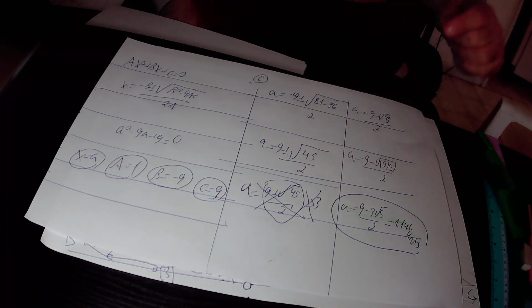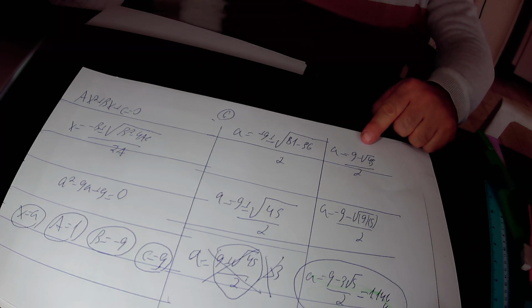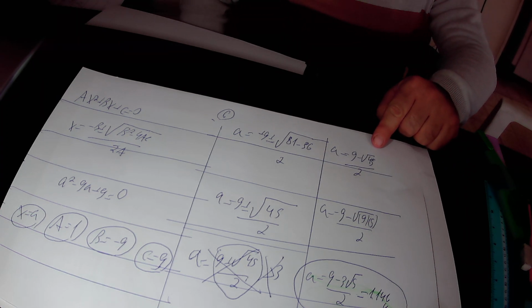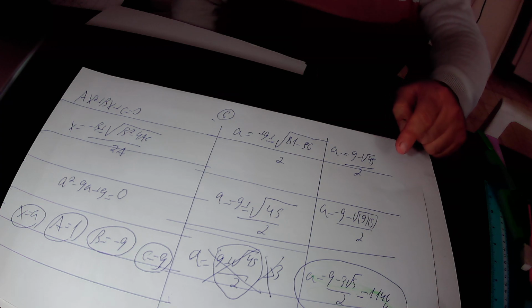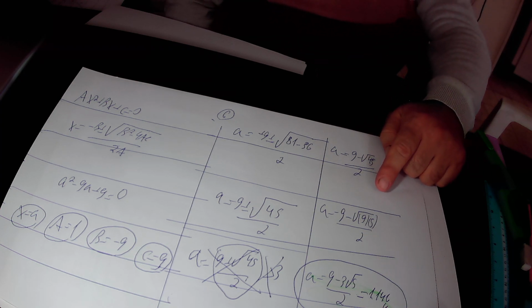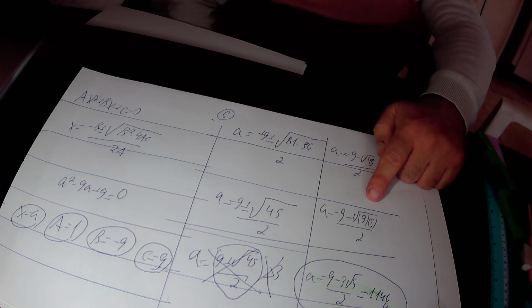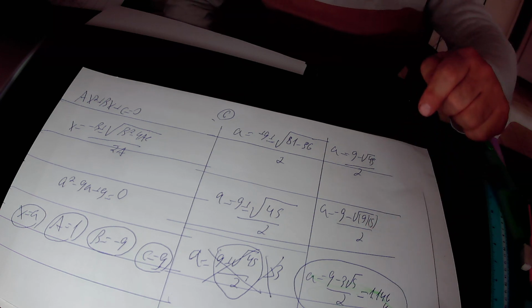We cancel this solution and we are left only with the second possible solution for a. The second solution is that a equals 9 minus the root of 45, over 2. 45 is 9 times 5, so we substitute 45 by 9 times 5, and finally find that a equals 9 minus the square root of 9 times 5, over 2. The square root of 9 is 3, so the value of this expression is 3 times the square root of 5.